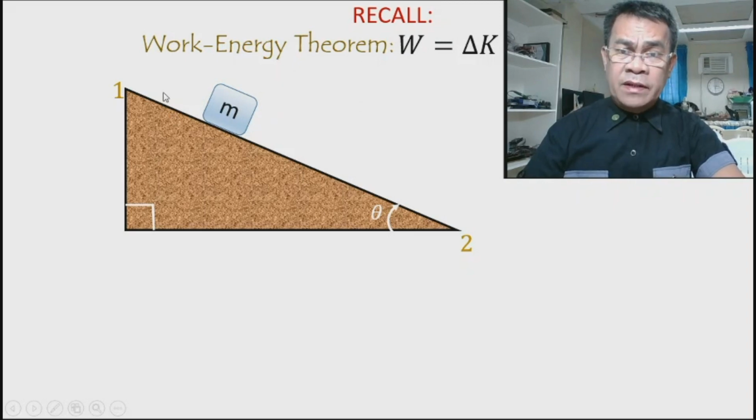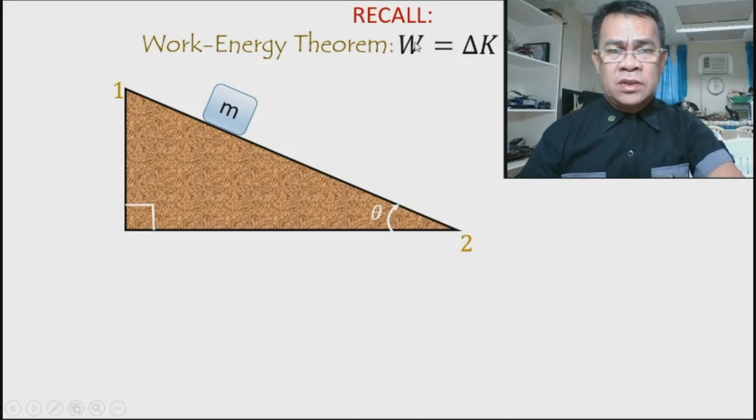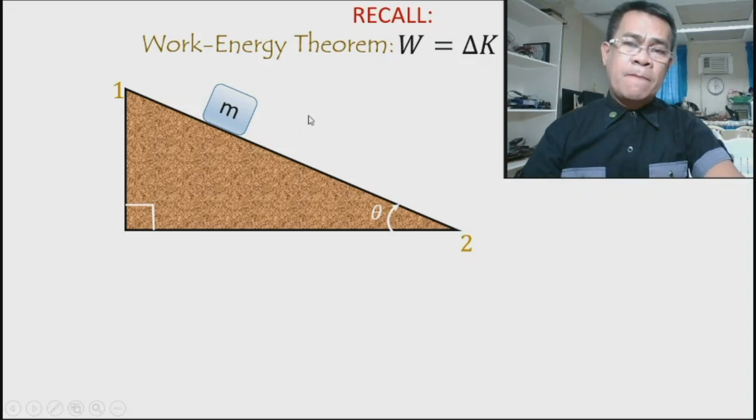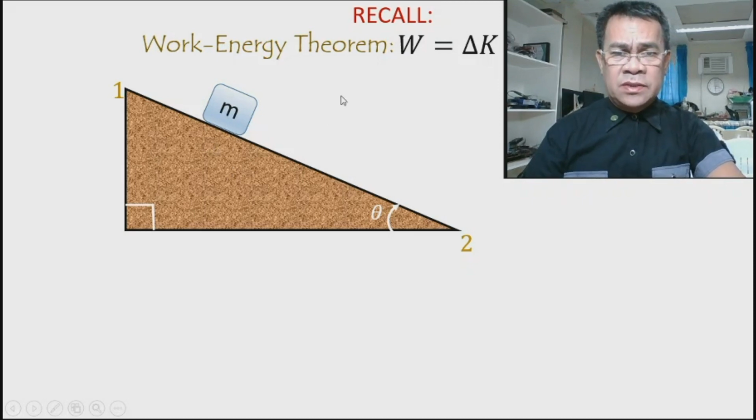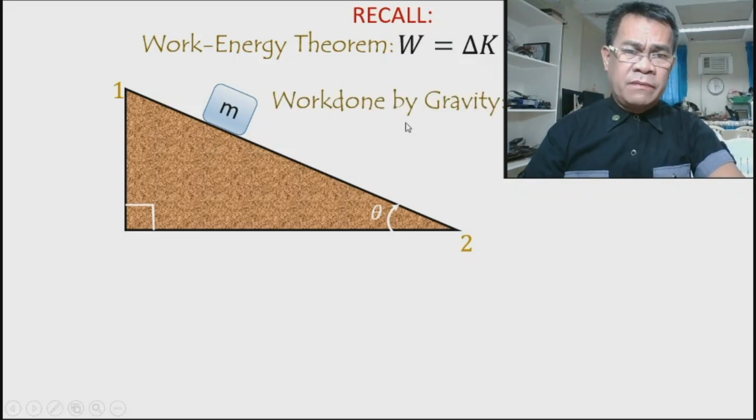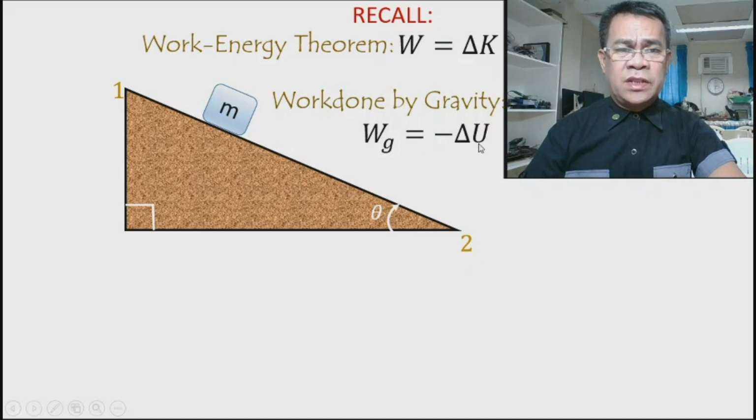Or if given the initial velocity and the final velocity, and we have the mass, we can always find the kinetic energy, and we can also obtain the change in kinetic energy, such that we are solving the work done by the system. Now, since we have only gravity, work done by gravity, take note, in video number 2, the work done by gravity is just the change in potential energy.